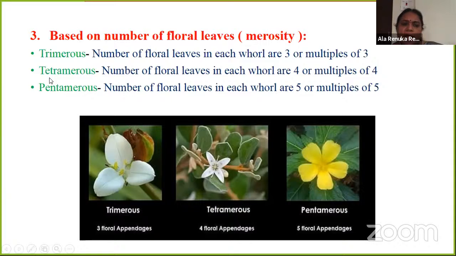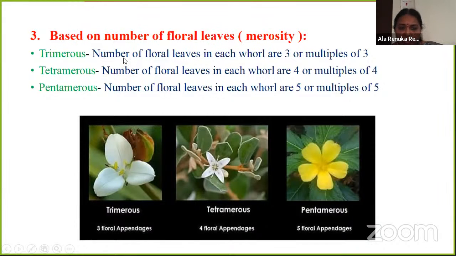And tetramerous and pentamerous flowers we see in dicot families, dicot plants. Trimerous flowers we usually see in monocot plants, and tetramerous and pentamerous we find in dicotyledonous plants. And it is all generalization. It is not definite again. So if the number of floral leaves in each whorl is three or multiples of three, the flower is described as a trimerous flower.